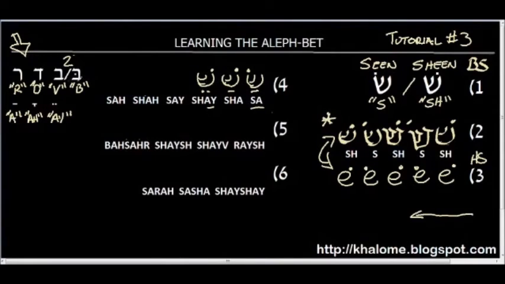Now if we switch over to the handwriting script, we can do, for the say, we're going to use a sin, dagesh top left, and then tseri down below. For the sha, we're going to use the chamatz, but we're going to use the sheen. So put the sheen dot to the top left, top right, and the chamatz down below. And then finally, sa, with the chamatz, we're going to put the sheen dot to the top left, and then the chamatz down below.